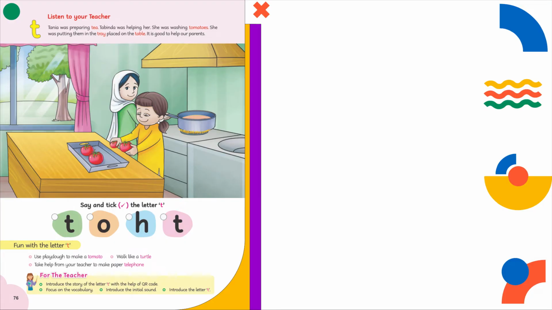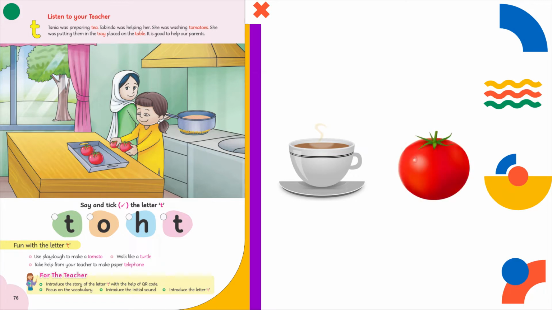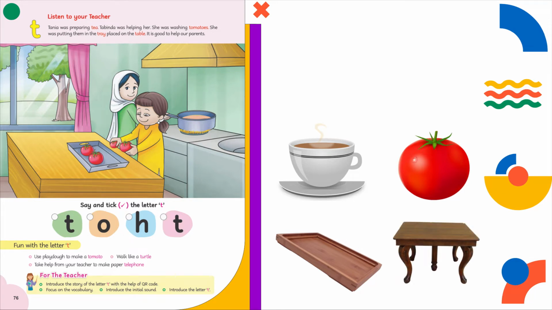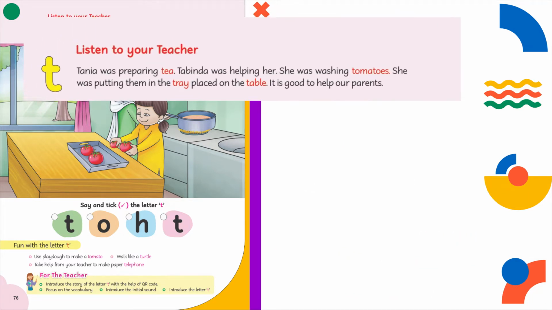Dear kids, it's time to have fun with the QR code. Look at the picture. Try to guess what's going on in the picture. Now, look at the different objects. This is a cup of tea. This is a tomato. This is a tray. This is a table. Now, let us enjoy the story.